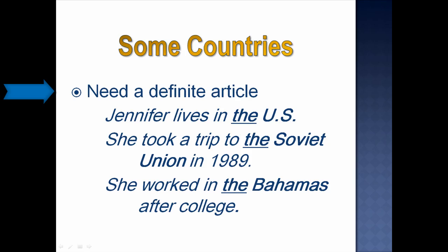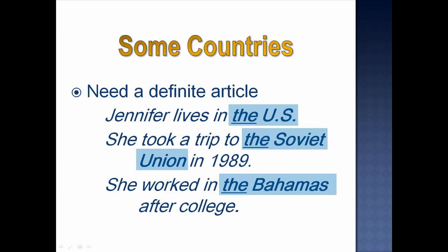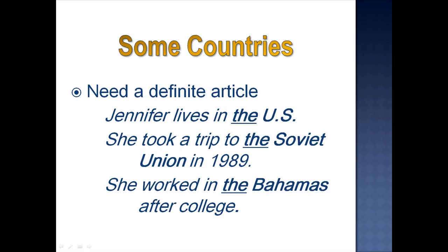However, some countries need a definite article, and I'll talk about myself for a moment to give you a few examples. Jennifer lives in the U.S. She took a trip to the Soviet Union in 1989. She worked in the Bahamas after college. United States, Soviet Union, Bahamas. These are 3 examples of countries that need a definite article. The general guideline is that kingdoms, republics, unions, and countries with names that are plural, like Bahamas, require a definite article.